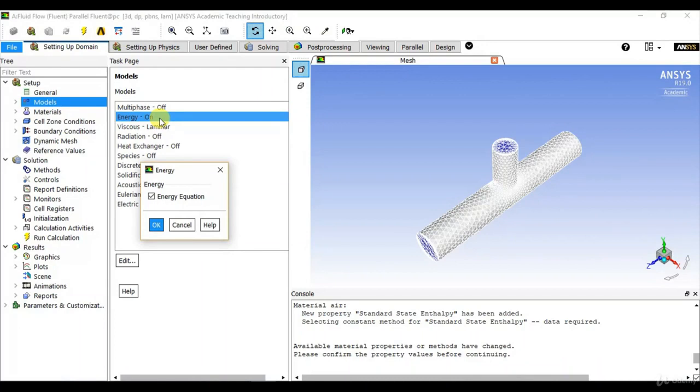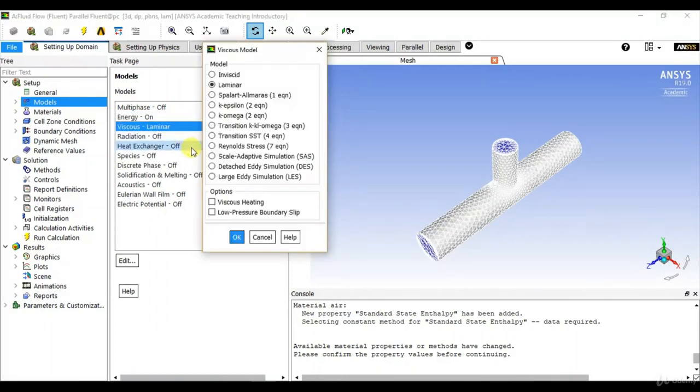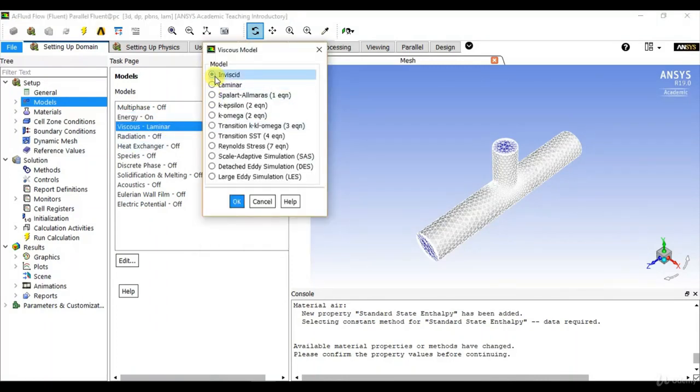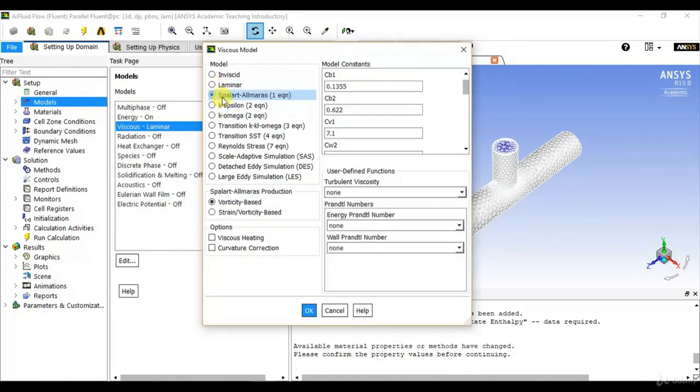If you want to observe heat transfer, you will activate energy equation. The other important thing is viscous. If fluid is inviscid, select inviscid. If flow is laminar, select laminar. And SA is a one equation turbulence model that has been developed specifically for aerodynamic flow, such as transonic flow over airfoil.